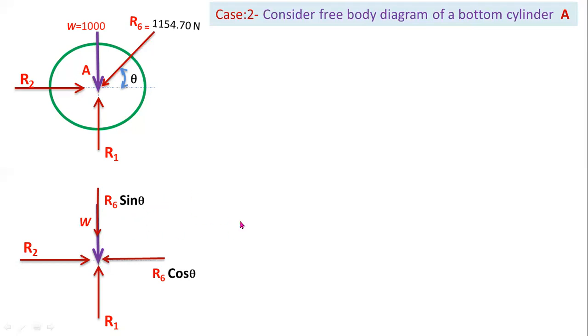Now you have to resolve all the forces along the vertical axis. Here the theta value equal to 60 degrees. So resolve all the forces along the vertical axis. There are three forces.